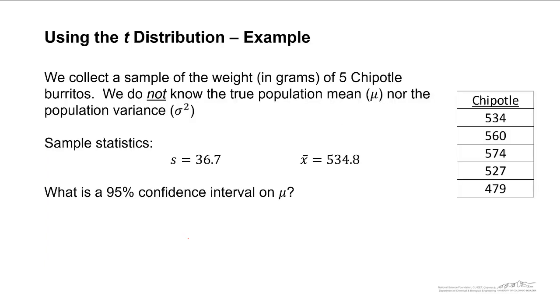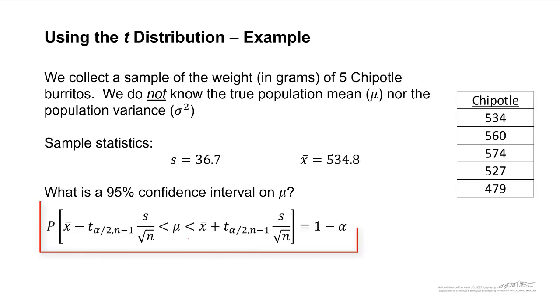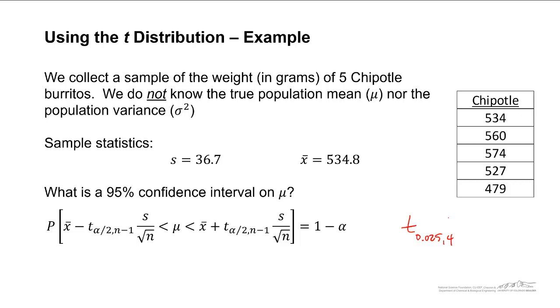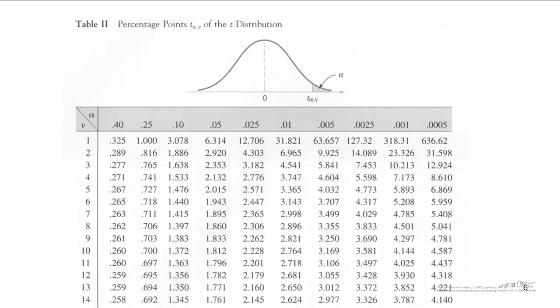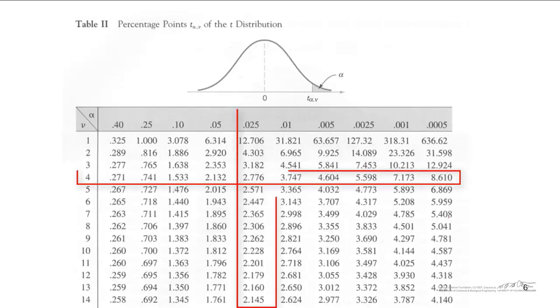So let's work through our example. What is a 95% confidence interval on the true population mean? We can use our equation here. If you look this up, t alpha divided by 2 with n minus 1 degrees of freedom, that's going to be t 0.025 comma 4. We can go into a table in the back of our book. We have 4 degrees of freedom. That's the fourth line here.